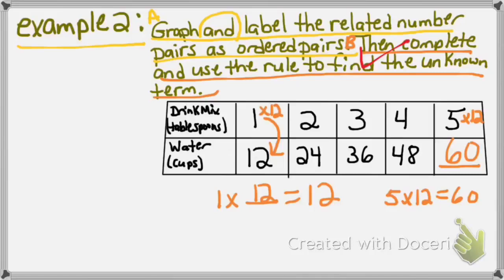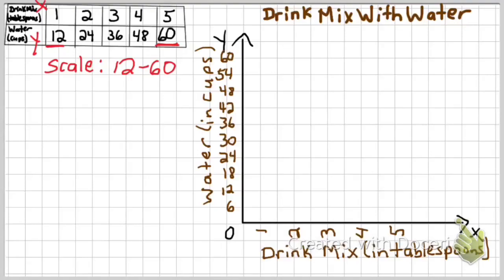So let's go ahead and write my title. I put the title at the top of the graph. I'm going to write drink mix with water. Remember, we capitalize first, last, and all other important words, and we underline our final title. Now I'm ready to go ahead and graph my data. So for 1 tablespoon of drink mix, I follow that up with my finger. I need 12 cups of water, and that goes perfectly on the cross line.